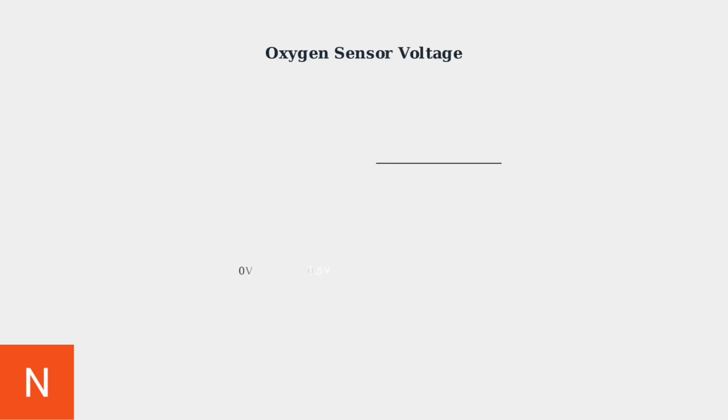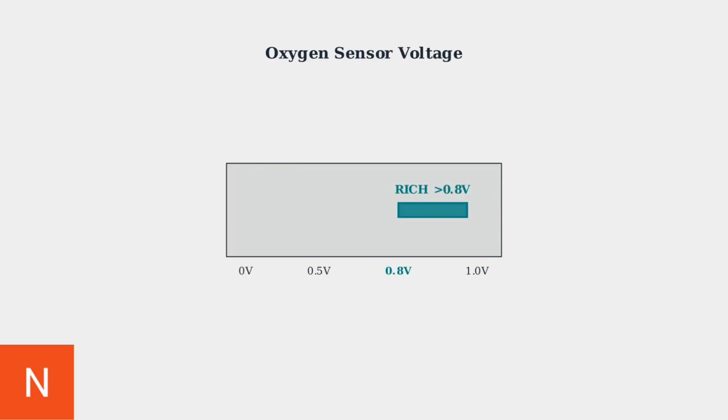The ECM also monitors oxygen sensor voltage. In a rich condition, the oxygen sensor voltage will consistently read above 0.8 volts, indicating insufficient oxygen in the exhaust.